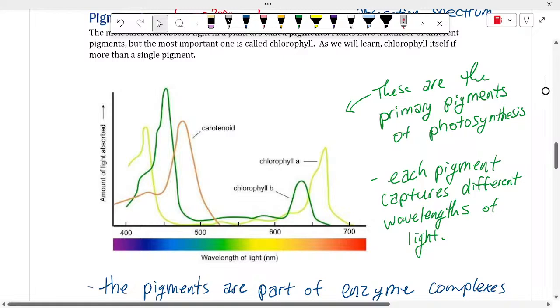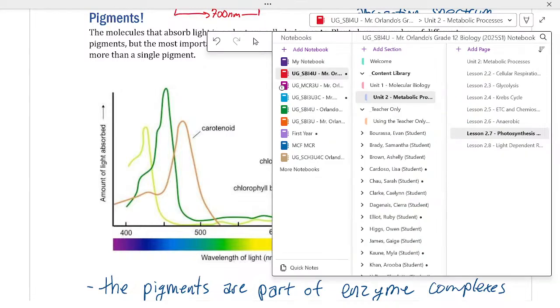Does that make sense? Turns out if you slightly change the shape of a pigment, the colors of light it absorbs and reflects change slightly. And when you put a pigment in a big protein complex, their shape changes slightly, and that can affect their absorption spectra some. Okay.